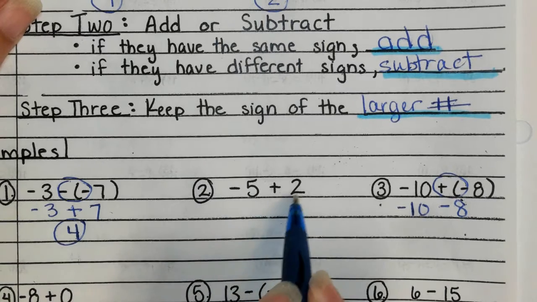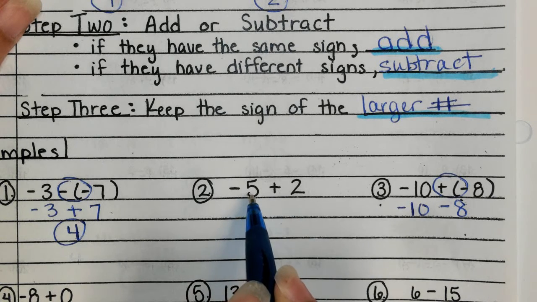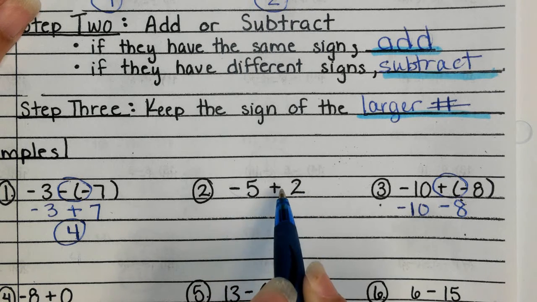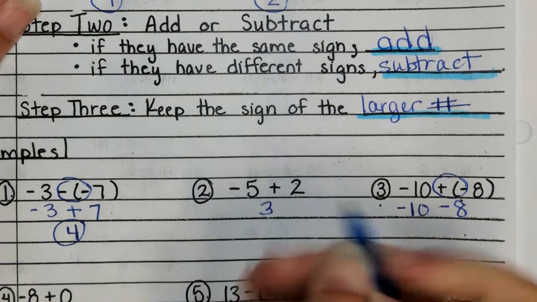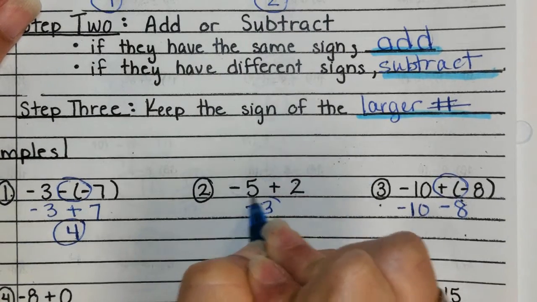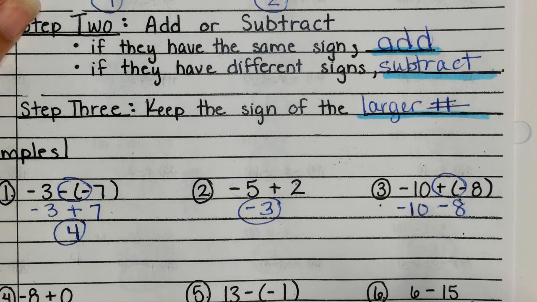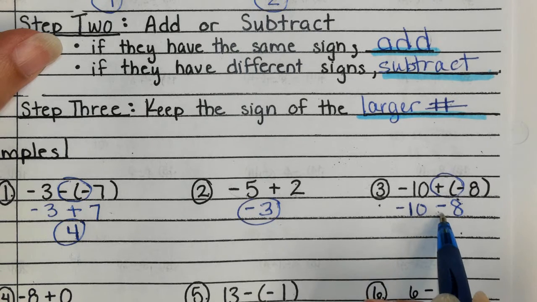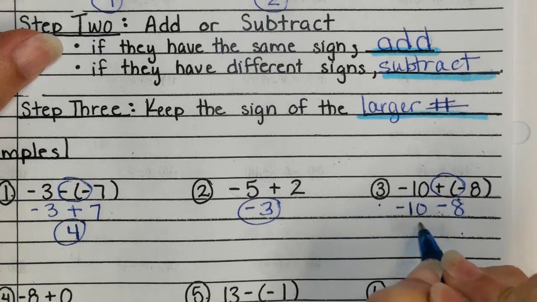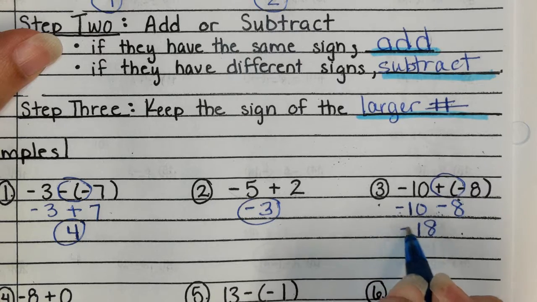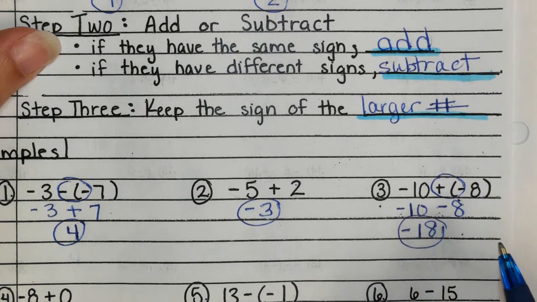Okay? So look at this. Same signs or different? Different. That's a negative 5 and that's a positive 2, right? So we do subtraction. So 5 minus 2 is 3. Keep the sign of the larger number. 5 is larger, so it needs to be negative 3. Is it a lot less confusing than I thought? Okay. Same signs or different? Same. So we're going to add. It's 18. Keep the sign of the larger number. Well, they're both the same, so it doesn't matter.